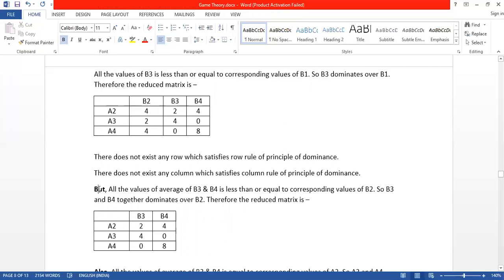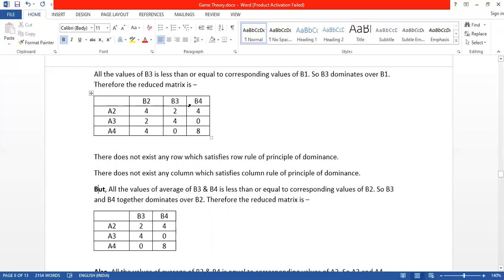But we need to give a solution to this, because with a 3 cross 3 matrix, you cannot solve a game, right? To solve a game, you have to reduce it further, right? And since it is a practical problem, it needs to have a solution. So what we did is, we observed all the values of the average of B3 and B4, right? Take B3 and B4 together and take the average.